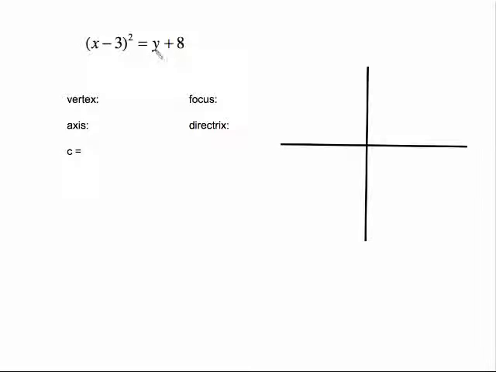I would like to find c first. There's a 1 here in front of there. So c, 4c equals 1. So c is 1/4.